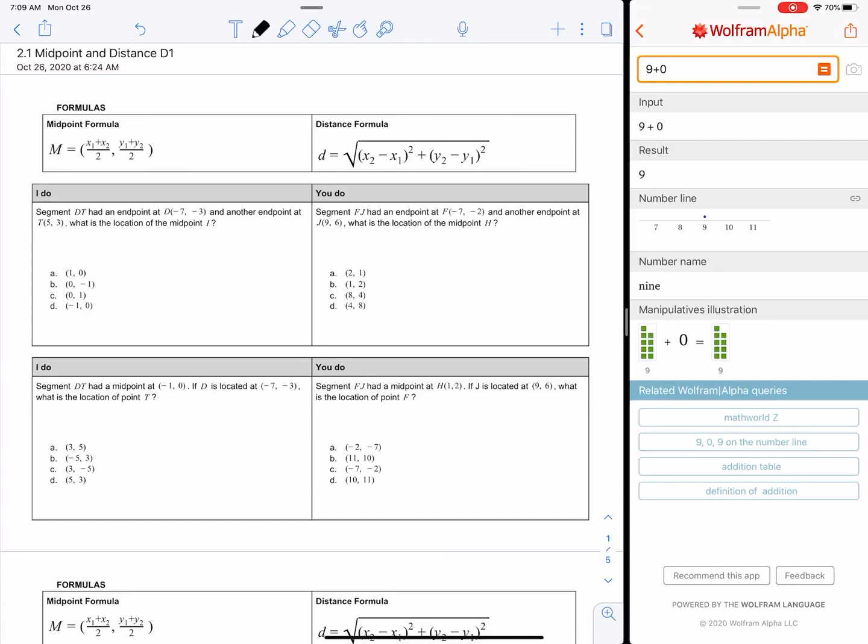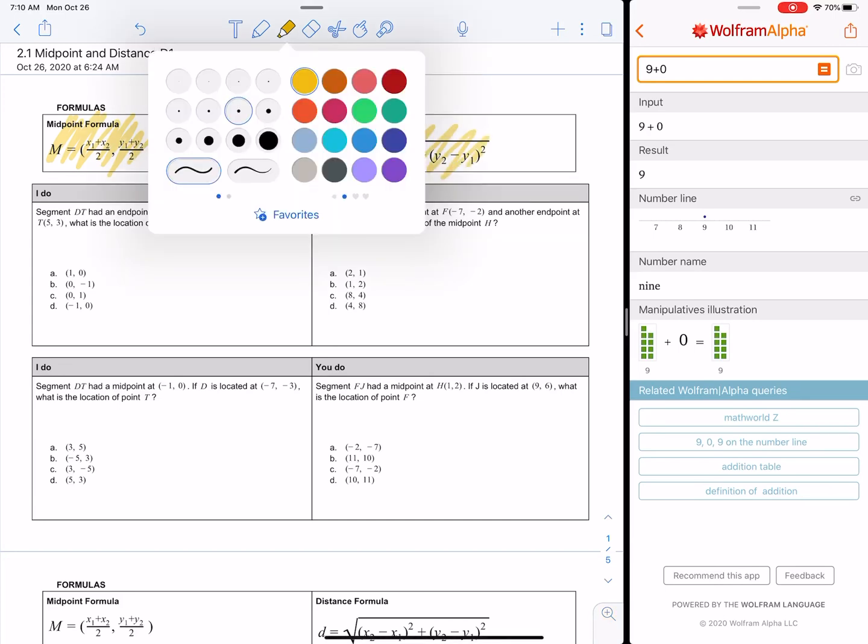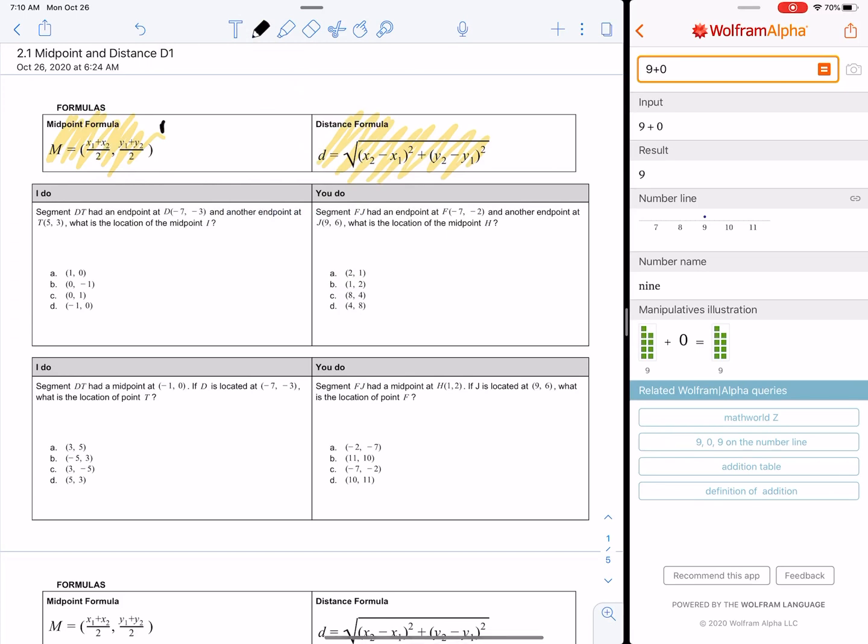Alright, today's lesson is going to be over midpoint and distance again. Remember that midpoint is the middle of the segment, and distance is how far.